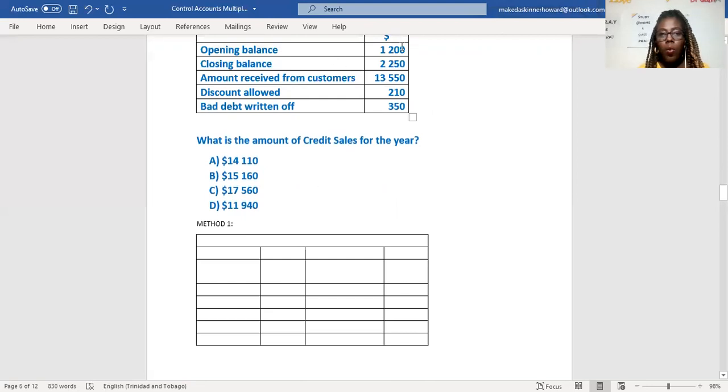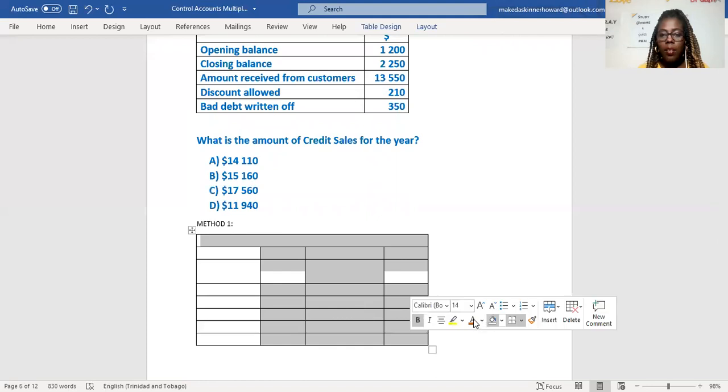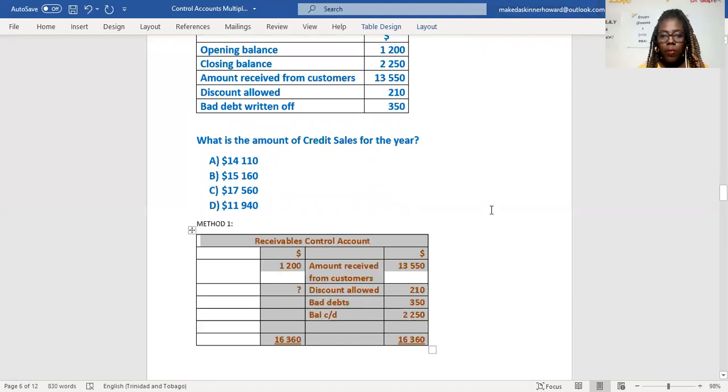All right, opening balance 1,200. The credit sales will be added to that. Any money that we receive from the customer will be deducted. Discounts allowed will also be deducted, and bad debt written off will be deducted.